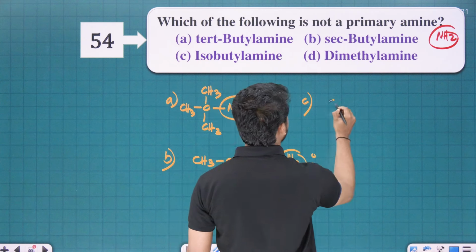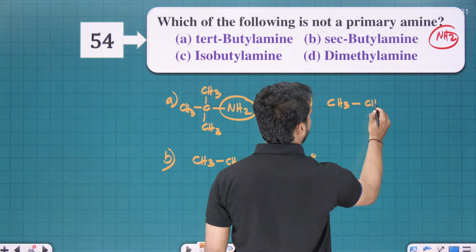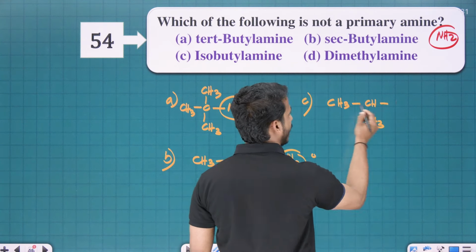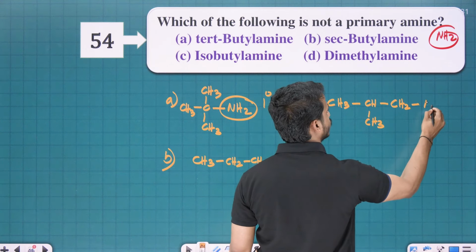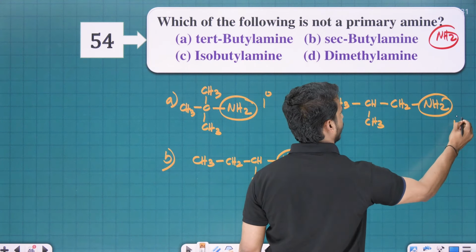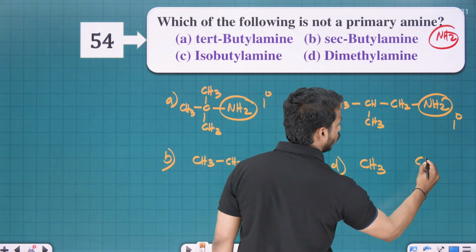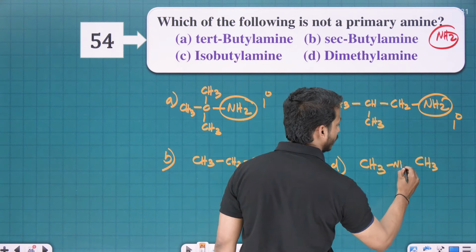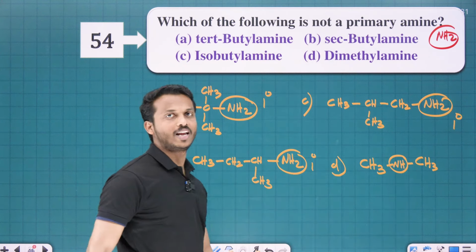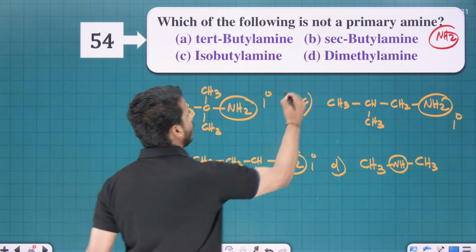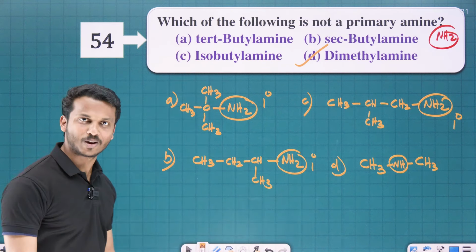Option C is isobutyl. What is isobutyl? This is isopropyl with one more carbon, called isobutylamine. That is also primary. What about D? Dimethylamine. That means two methyl groups on the amine. See, this is a secondary amine. So which is not a primary amine? That is option D. Clear, all of you?